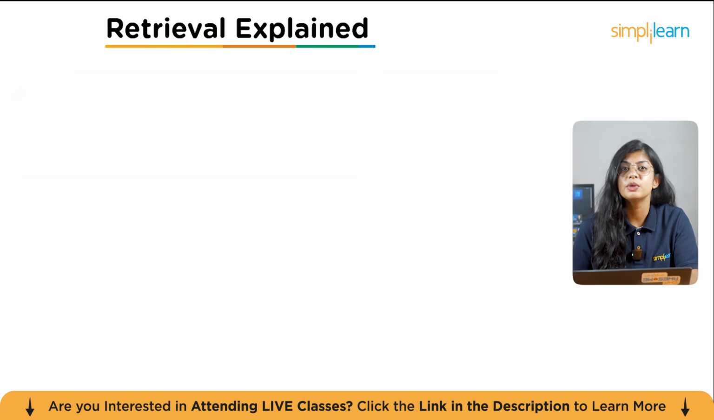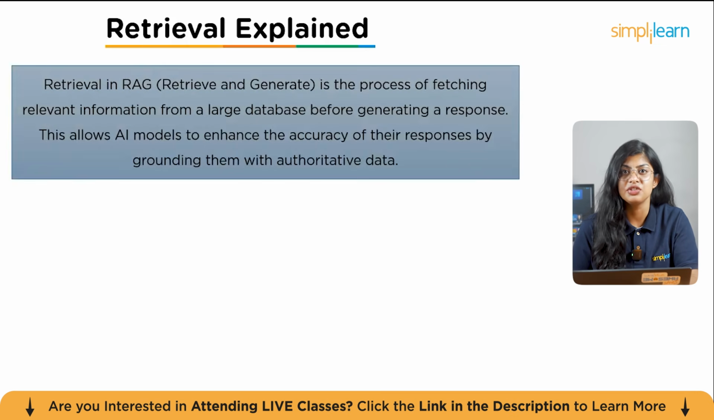Retrieval in RAG, which stands for Retrieval-Augmented Generation, is a process of fetching relevant information from a large database before generating a response. The key idea here is that before the model answers, it first looks up relevant data. This helps the AI improve accuracy by grounding its response in authoritative information instead of assumption.